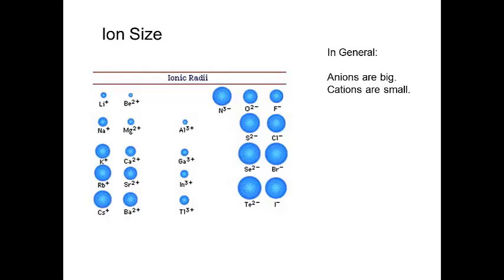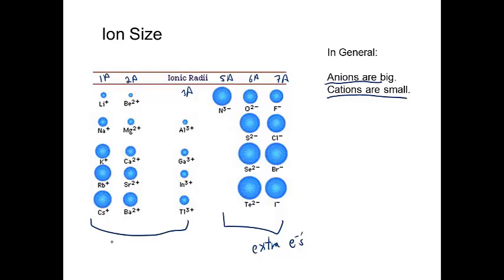Finally, ion sizes is our last subject for this. These are ions for group 1A over here, group 2A here, 3A here, and then we have 5A, 6A, and 7A. One of the first things you see is anions are big, cations are small. The reason is that anions have extra electrons, and when you have extra electrons, the electron cloud expands. Cations are small because you have fewer electrons, and when you take electrons away, the electron cloud compresses and gets smaller. So that's one thing that's true.